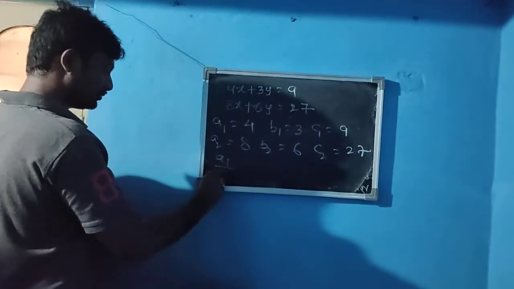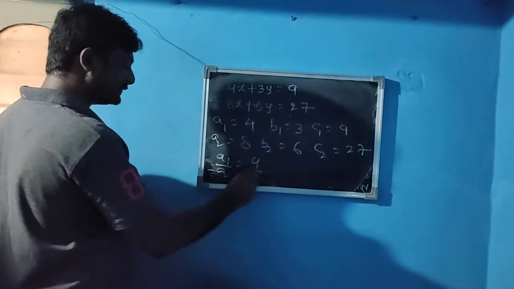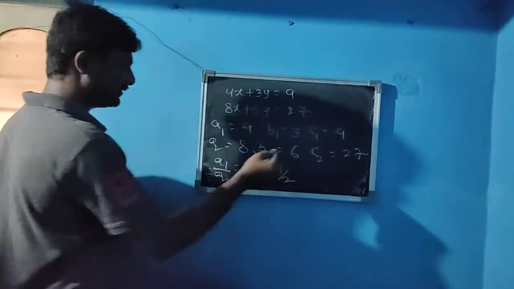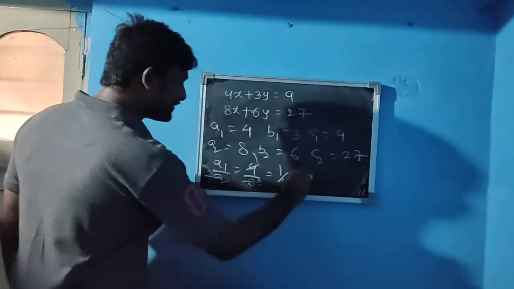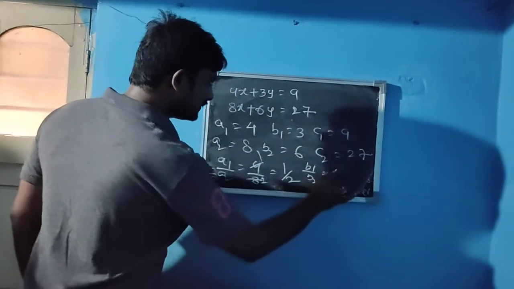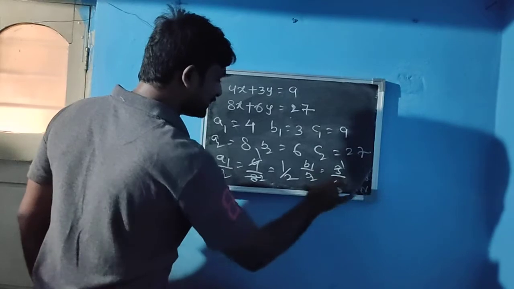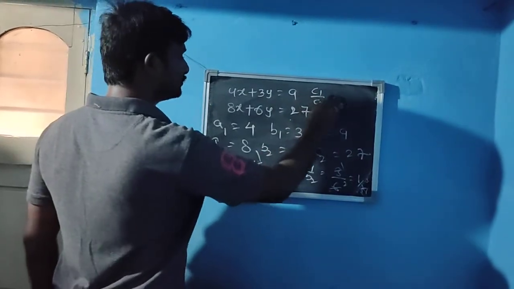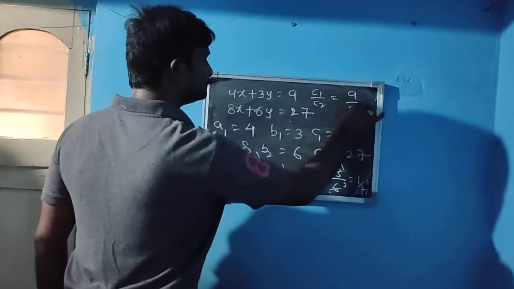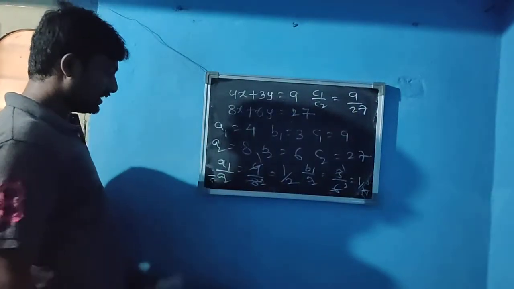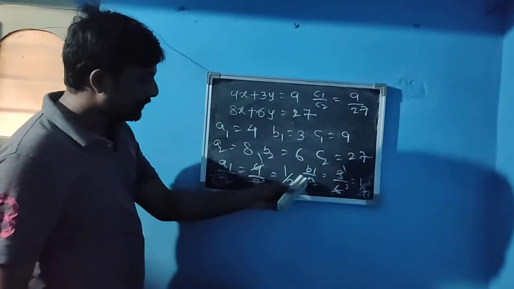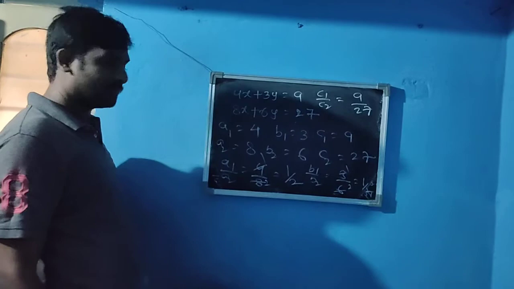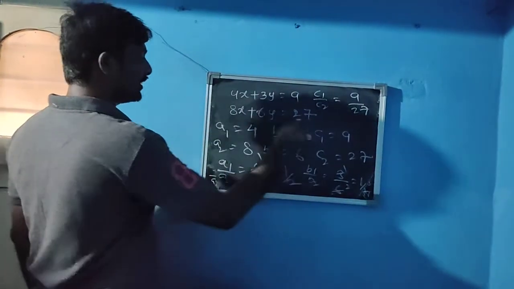a1 by a2, answer is 4 by 8. 4 ones are 4, 4 twos are 8. Answer, what is remaining? 1 by 2. b1 by b2, 3 by 6. 3 ones are 3, 3 twos are 6. 1 by 2. c1 by c2, 9 by 27. a1 by a2 value 1 by 2, b1 by b2 value 1 by 2, c1 by c2 is 9 by 27. What do you observe?